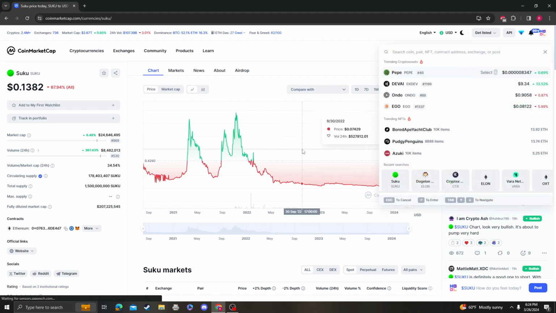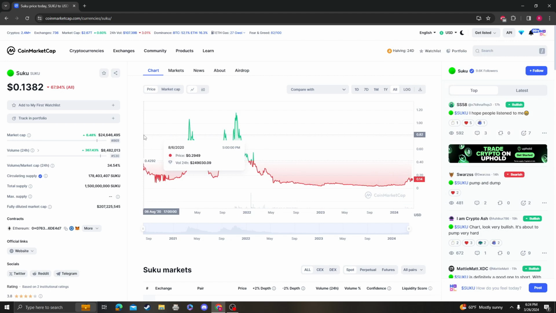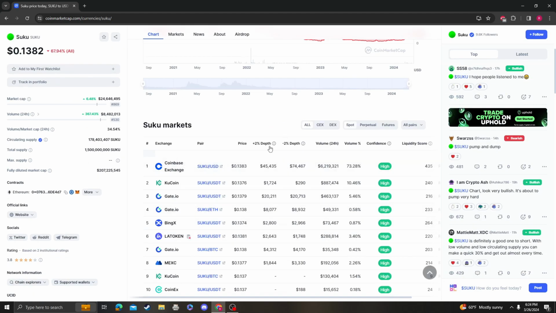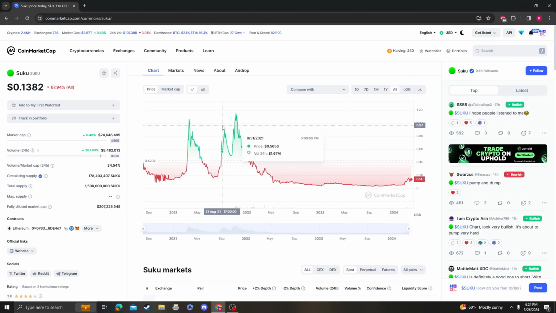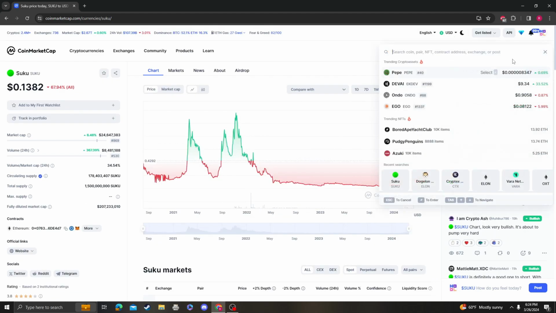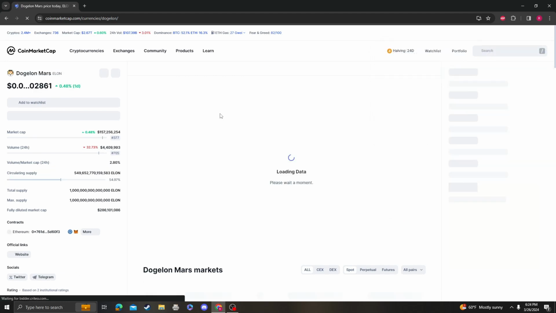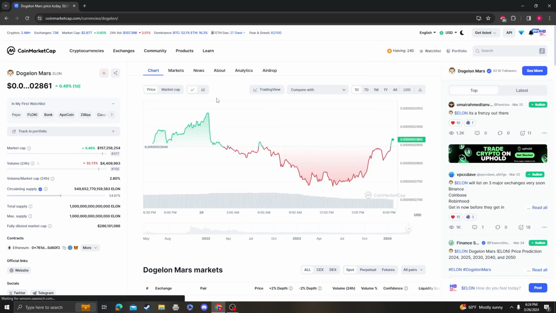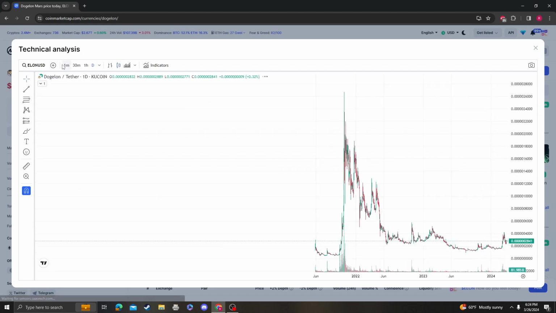All right, so this coin came out in 2020. I think I remember when this coin actually came out. Is it on Coinbase? Yeah, it is on Coinbase. Damn, it went all the way down to 3 cents. Now it's at 13 cents. Not a bad move up, but let's just look at the technical analysis, see where it's headed.